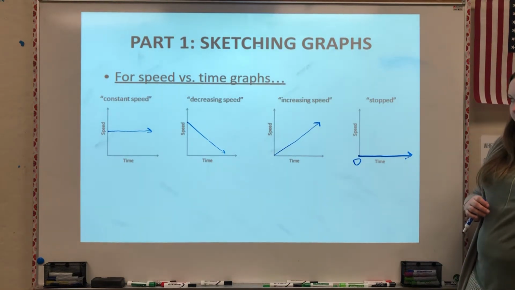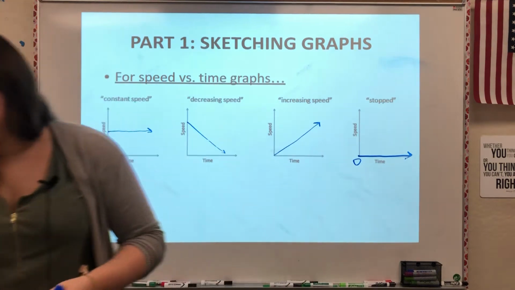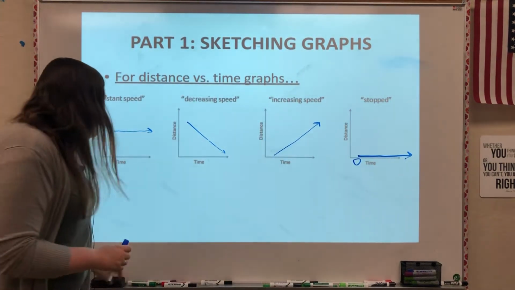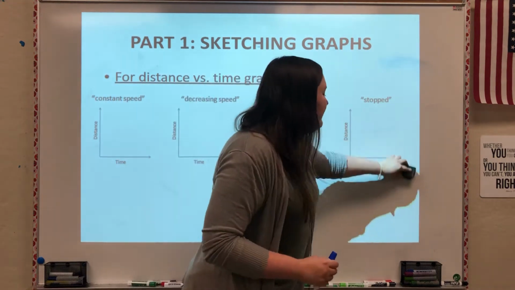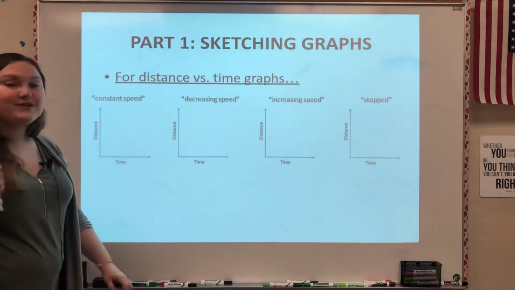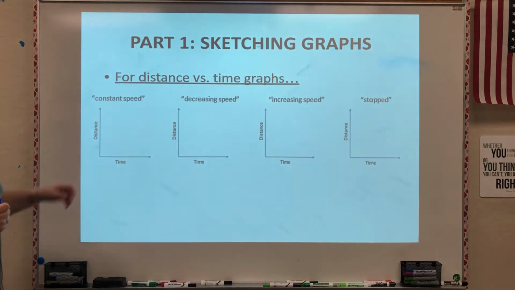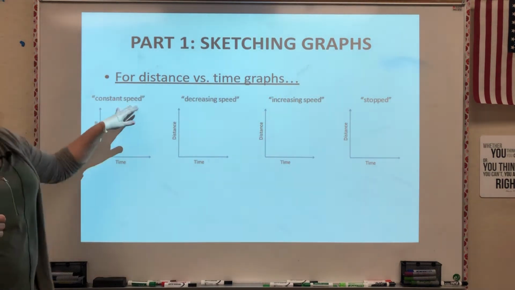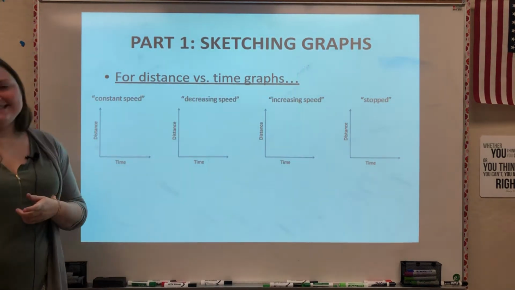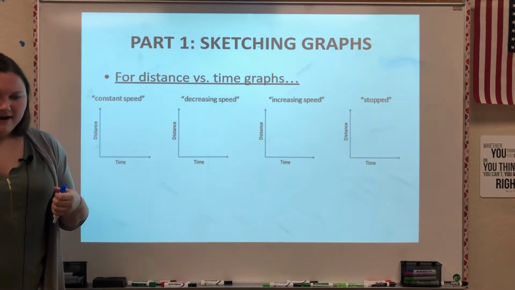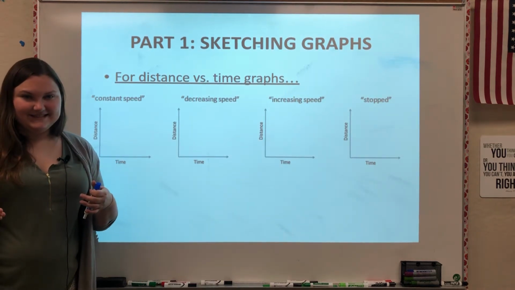So these are the first types of graphs we're going to look at. The second type, I think, can be a little trickier, and that is going to be distance over time. So we're going to look at those same 4 words, but the graphs are going to look different because we're talking about different things. So I'm going to say I'm moving forward at a constant speed. What does that mean about my distance? If I get in my car and I'm moving forward at a constant speed, what's happening to the distance?